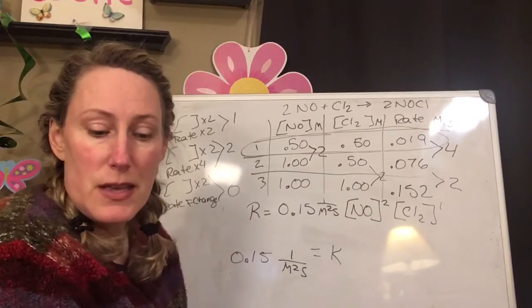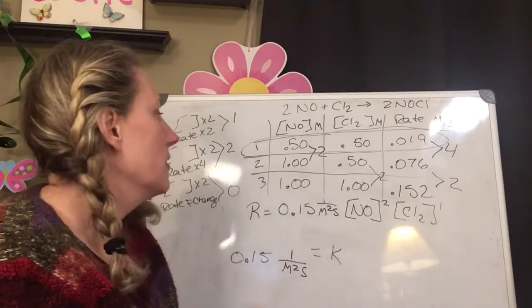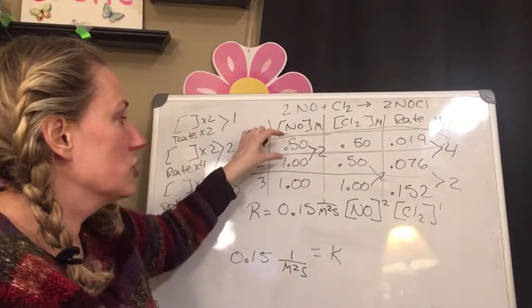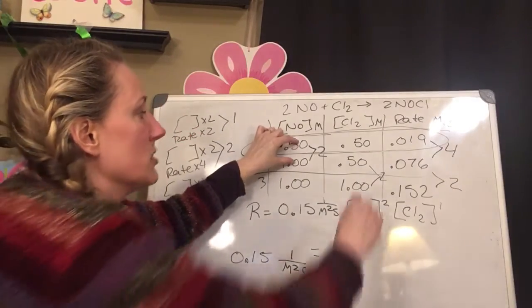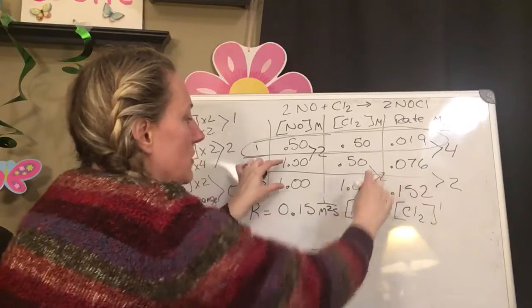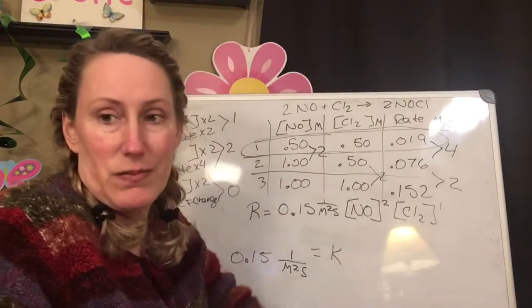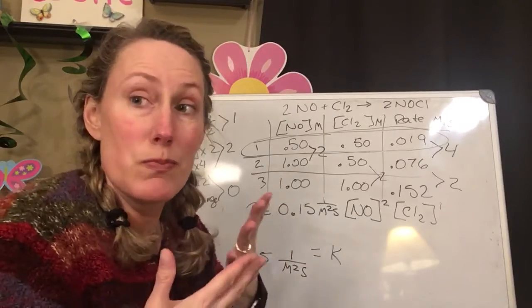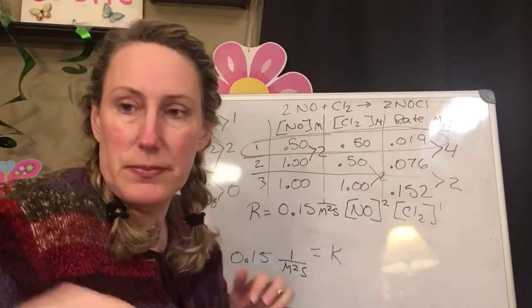All right, so again, the kicker is figuring out what trials you're going to use to get your exponents. You always pick the one where one thing changes and the other thing does not change. So this one changes, this one does not change. And on your test, they're all going to be different. So just look carefully at your charts. Good luck.